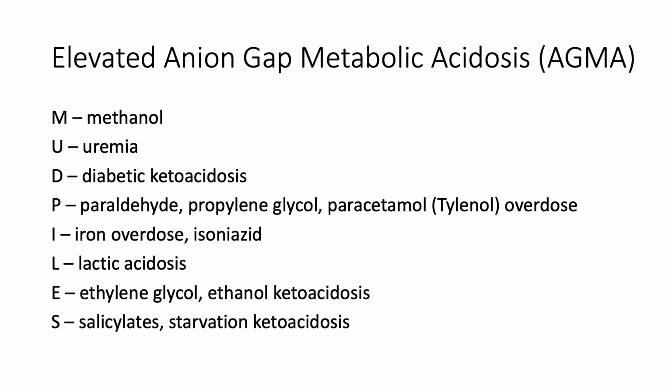The I is for iron and isoniazid. L is for lactic acidosis, which is one of the more common clinical anion gap metabolic acidoses you'll actually see. And then E is for ethylene glycol, which is another toxic alcohol found in antifreeze. And ethanol can cause keto acid production. And the S is for salicylate overdose or aspirin overdose. And also starvation can cause keto acids.